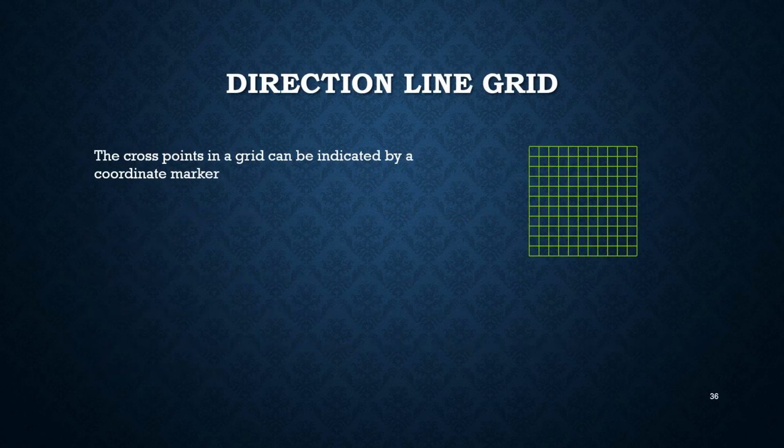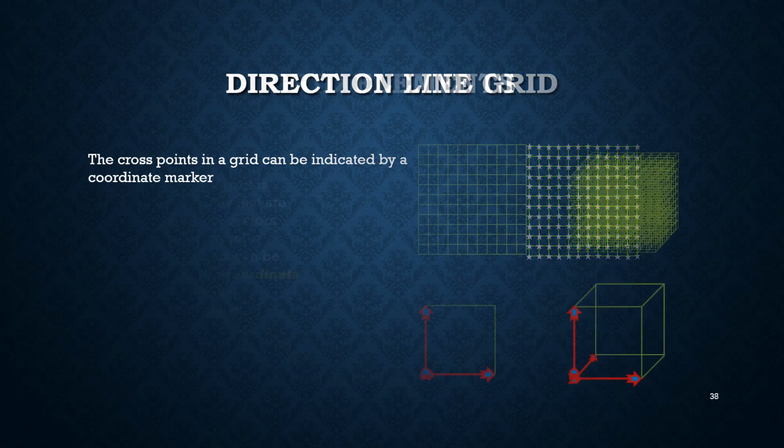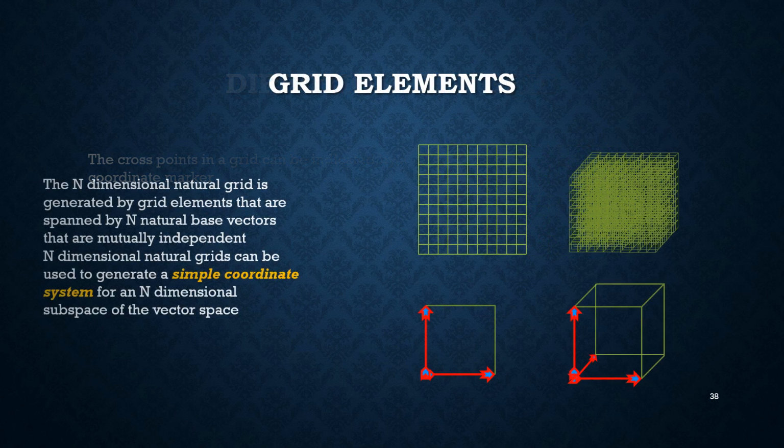The cross points in a grid can be indicated by a coordinate marker. The n-dimensional natural grid is generated by grid elements that are spanned by n natural base vectors that are mutually independent. N-dimensional natural grids can be used to generate a simple coordinate system for an n-dimensional subspace of the vector space.